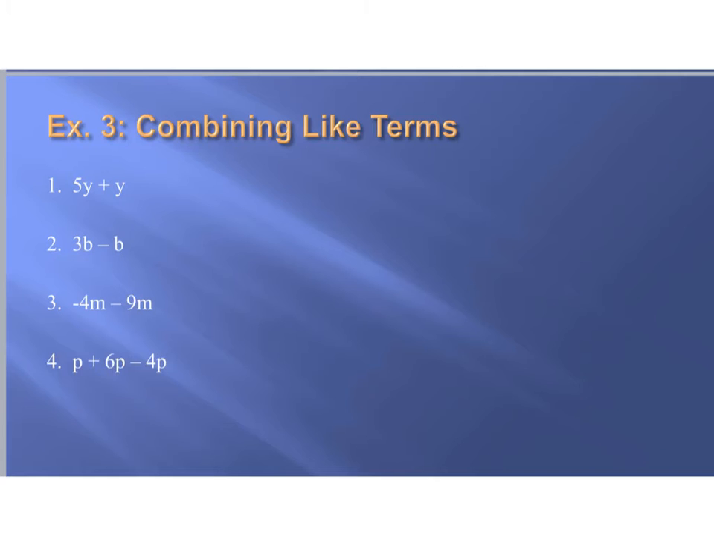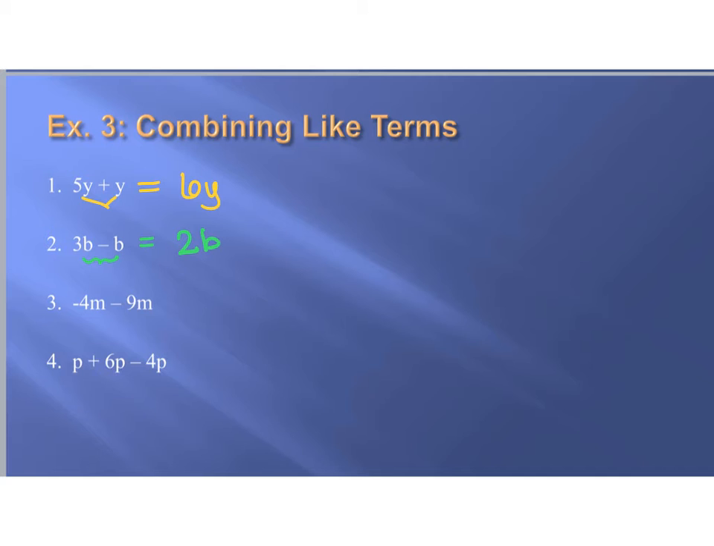For example 3, we're told that we have 5y plus y. Because these are like terms, they both have a y term, I can take my 5y and add it to 1y, and I get 6y. For the second part, I have 3b minus b. These are like terms, so I can go ahead and add or subtract. And 3b minus b is going to give me 2b.